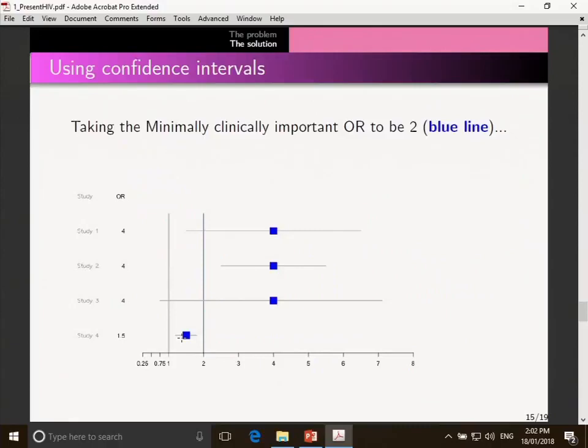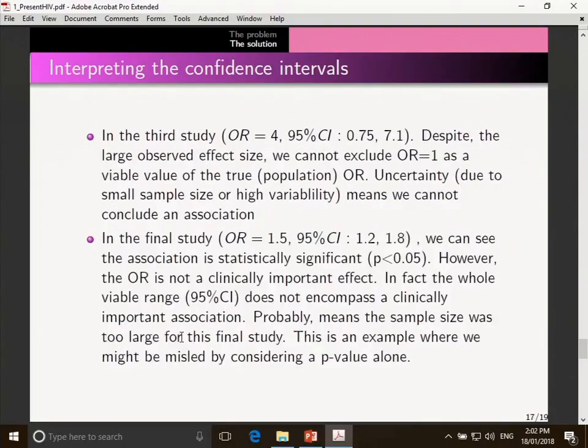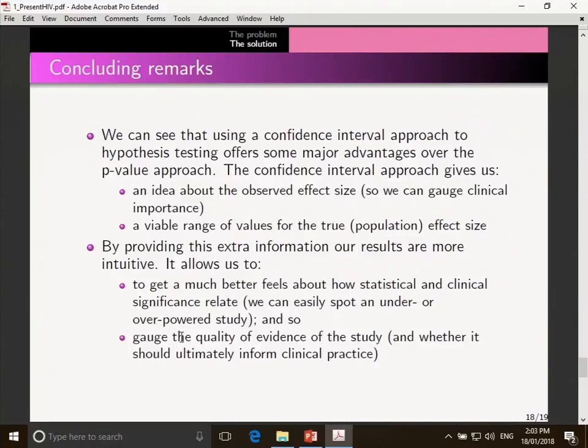So the point I'm trying to make is that with the effect size and the confidence interval, we can say all sorts of things and we can gauge whether it's a clinically important effect. We can talk about the precision of our estimate and whether we've got a nice tight range of values. Does the lower end contain values that are not clinically important? Can we rule those out? And so on. There's a lot of information a p-value alone would not give us. So just to finish off, we can see that this confidence interval approach to hypothesis testing has some major advantages over using the p-value alone approach.